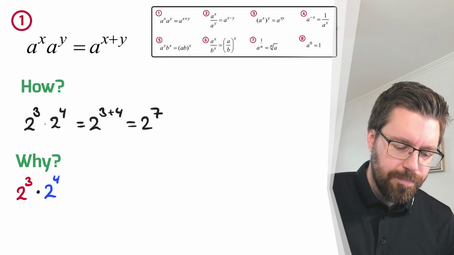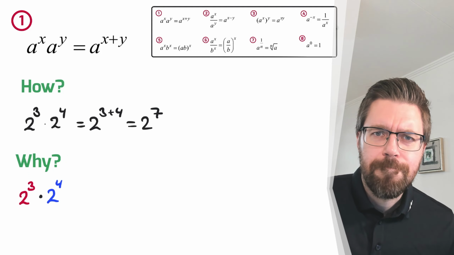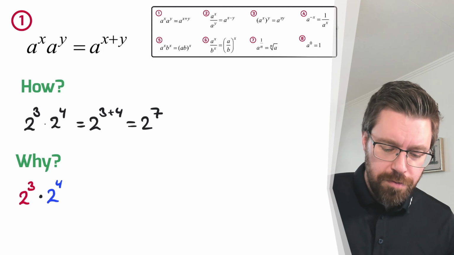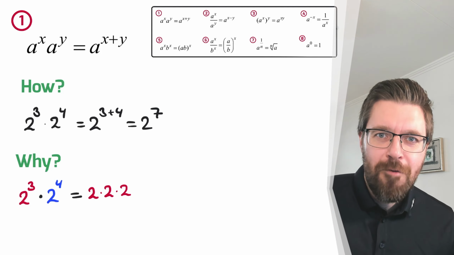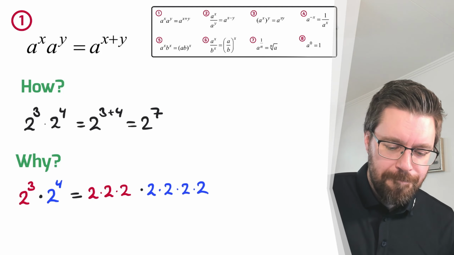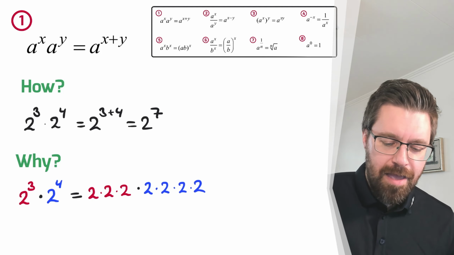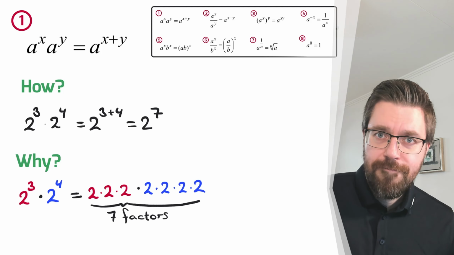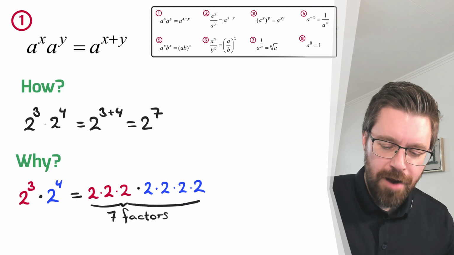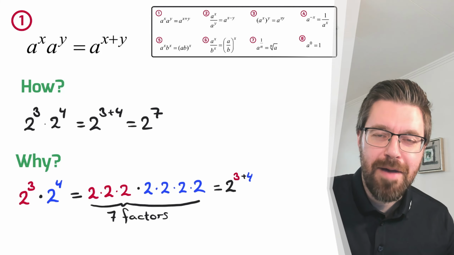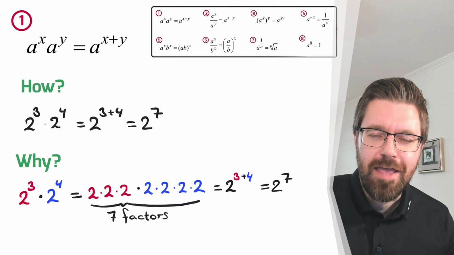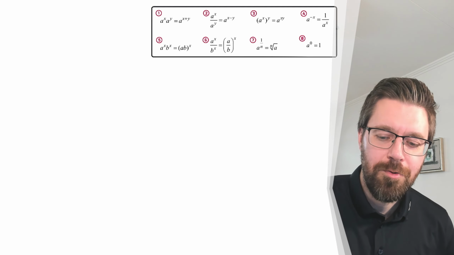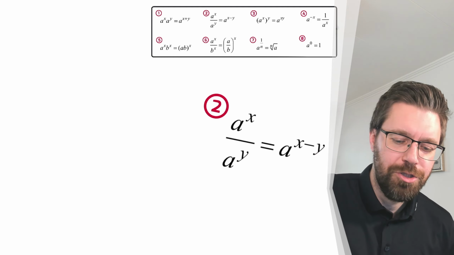Okay, I write it in colors like this. The first 3 2's can be written like 2 times 2 times 2. The last 4 2's, the blue ones, can be written like this. And then we have 7 factors. And now you can write it like 2 raised by the sum 3 plus 4, and then it equals 2 raised by 7.